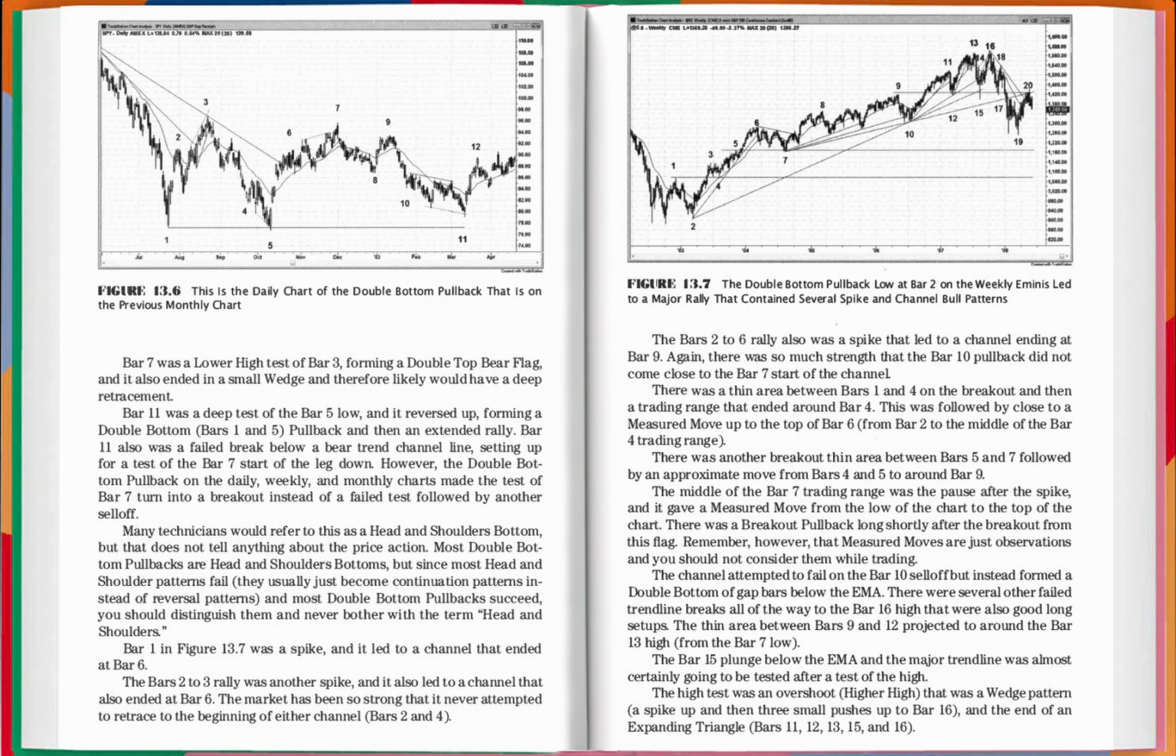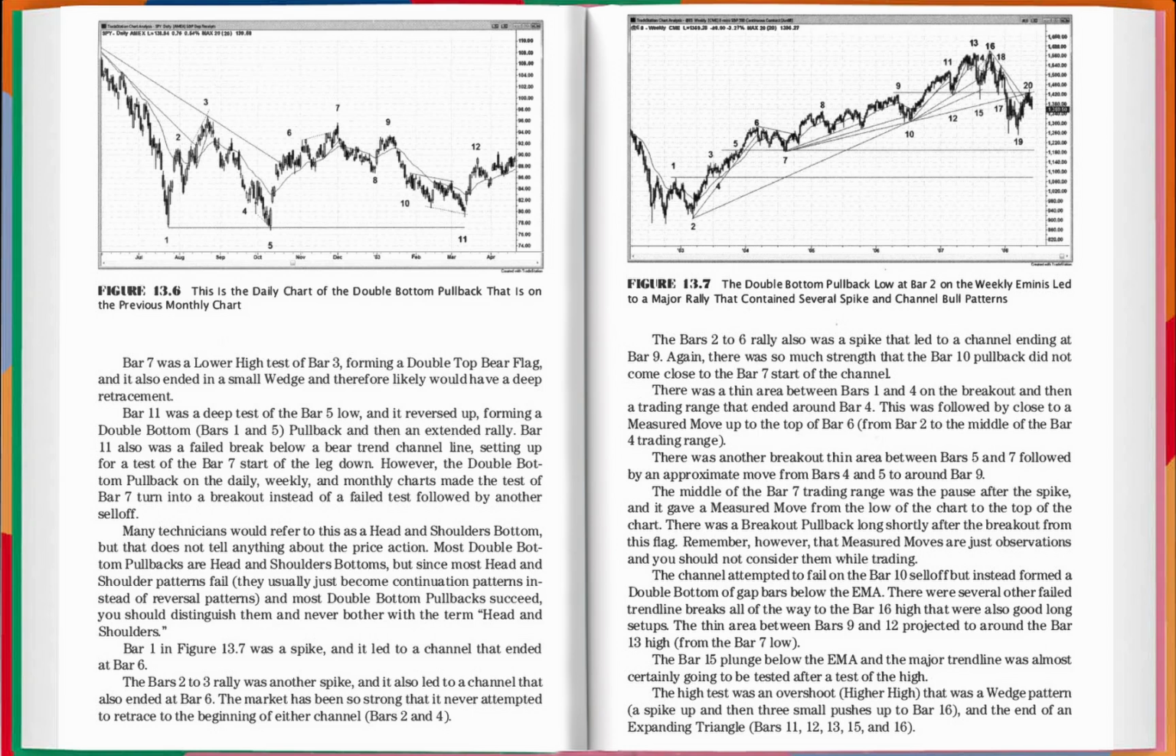Bar 1 in figure 13.7 was a spike, and it led to a channel that ended at bar 6. The bars 2 to 3 rally was another spike, and it also led to a channel that also ended at bar 6. The market has been so strong that it never attempted to retrace to the beginning of either channel, bars 2 and 4. The bars 2 to 6 rally also was a spike that led to a channel ending at bar 9. Again, there was so much strength that the bar 10 pullback did not come close to the bar 7 start of the channel.